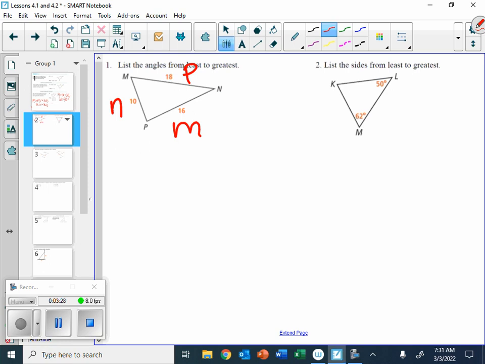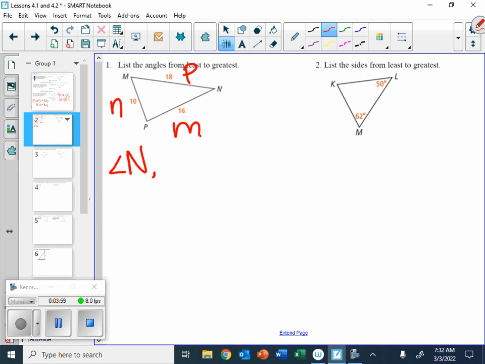Okay, so now from here, given the sides, we're going to list the angles from least to greatest. Which side is smallest? N. So that means angle N is going to be the smallest. If side N is the smallest, the angle that's across from it has to be the smallest. So that's angle N. You can also kind of see that in the picture, although I don't want you to guess. Always have a reason behind it.